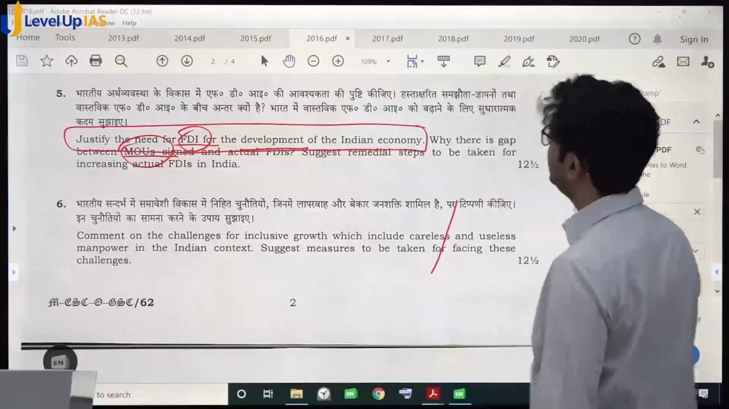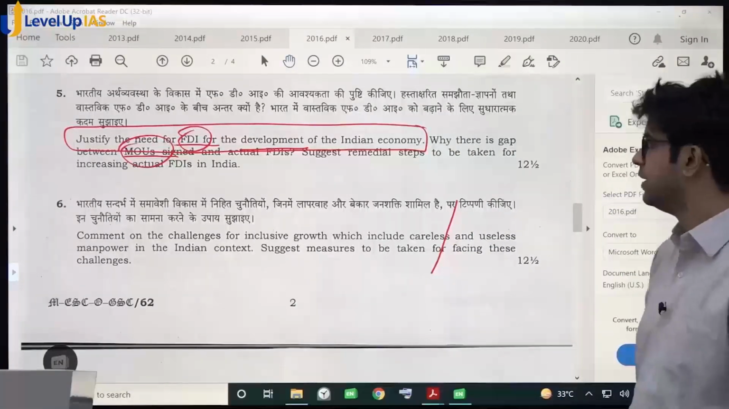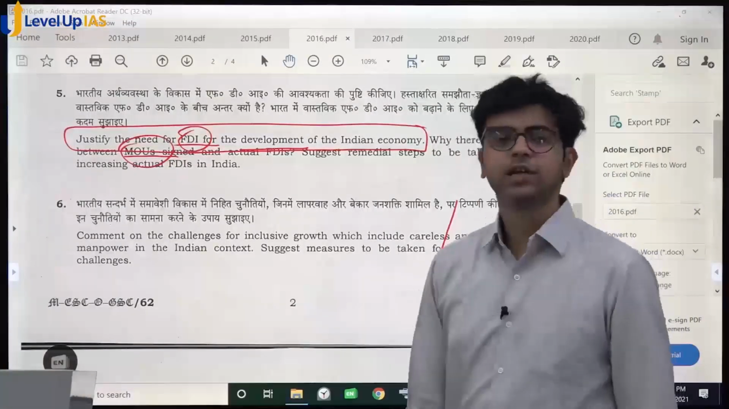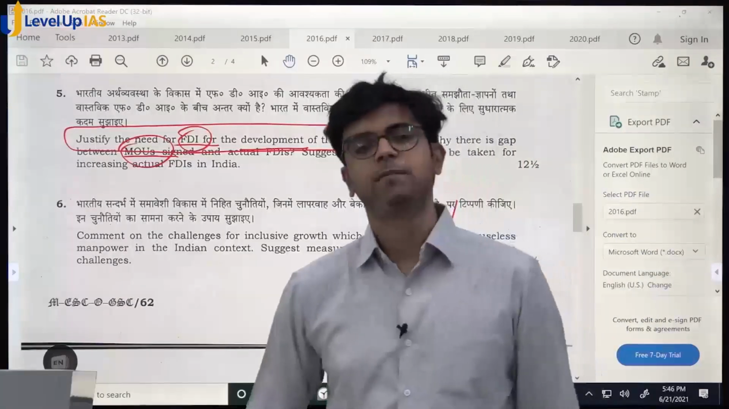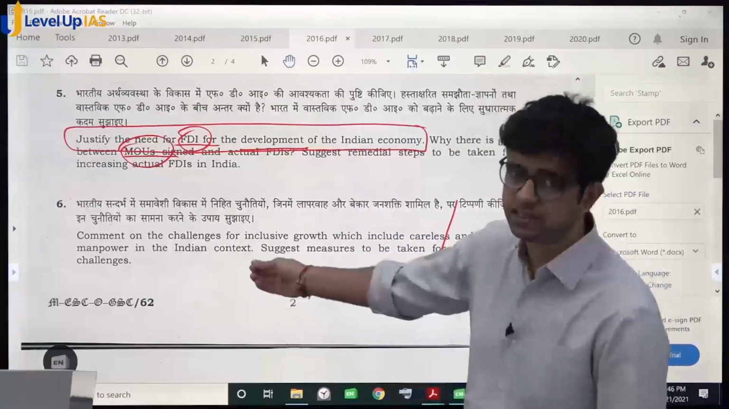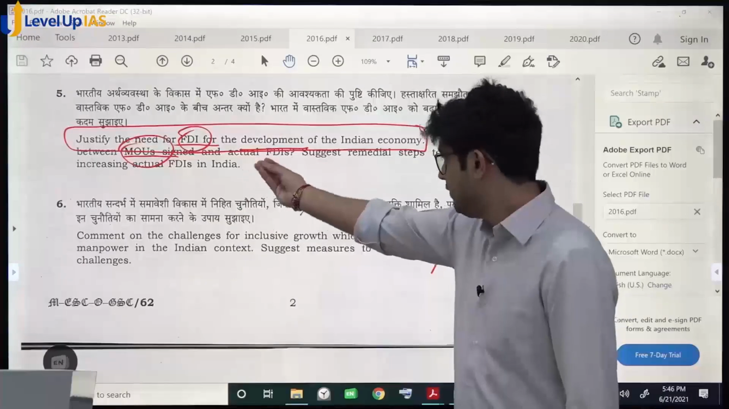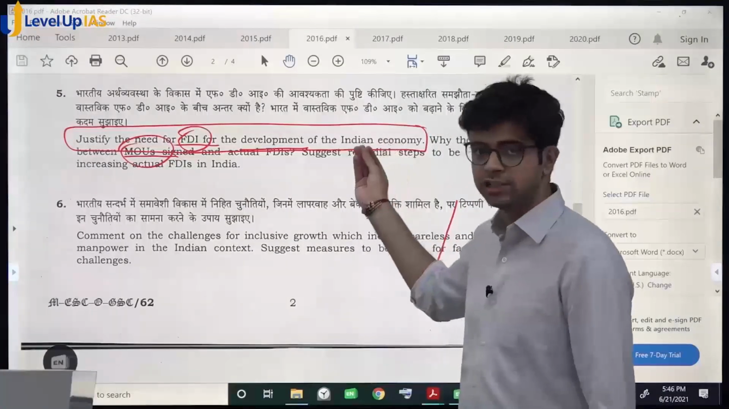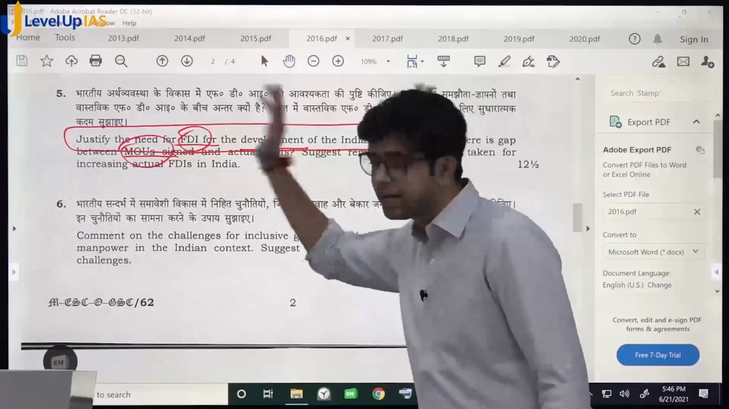Justify the need for FDI for the development of Indian economy. So again, they are not asking you whether FDI is needed for the development of Indian economy or not. See, read English. Whether FDI is needed for development or not, they are not asking your opinion. They are asking you directly to justify.